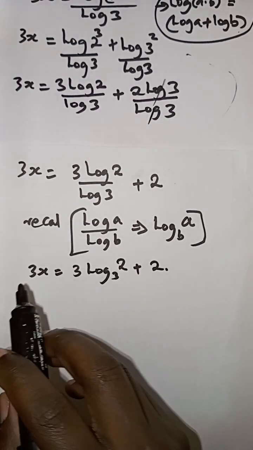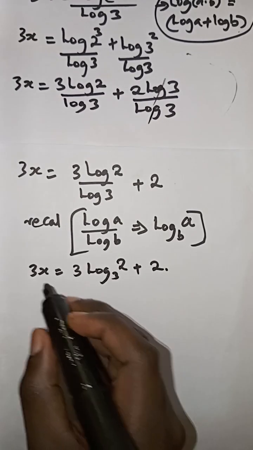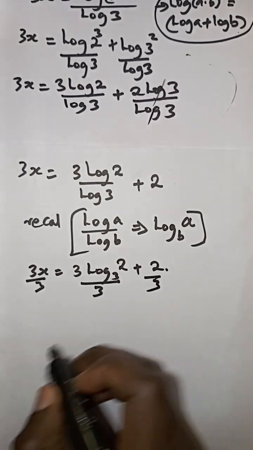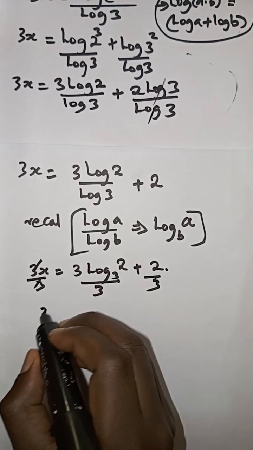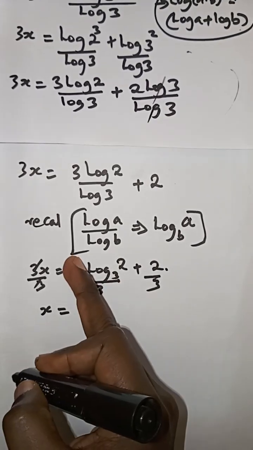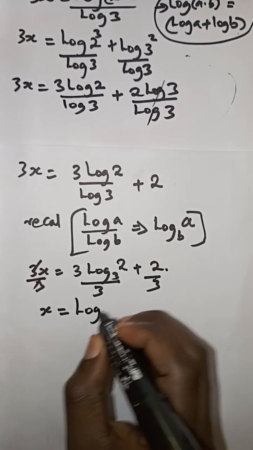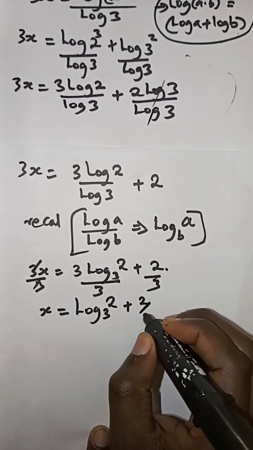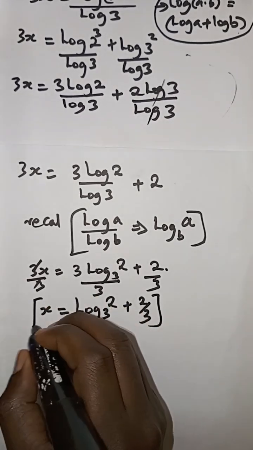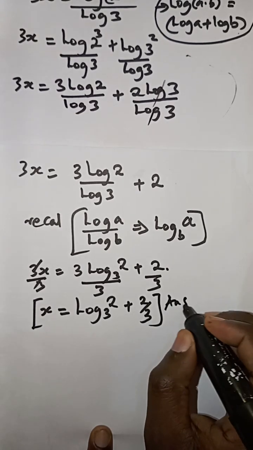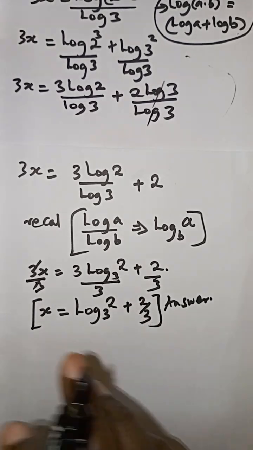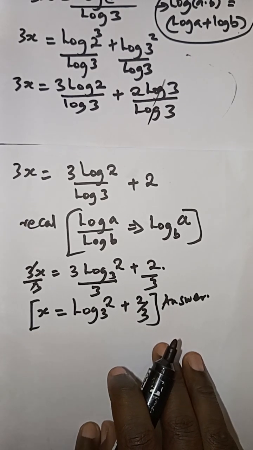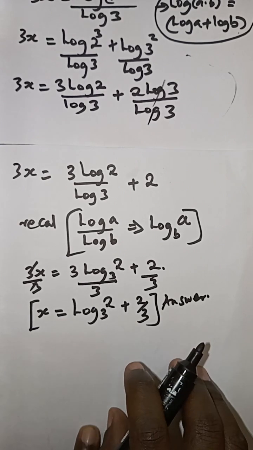But remember, at this particular point, I'm required to find the value of x, so I'm going to divide all through by 3, so that x is equal to, of course, this 3 and this 3 cancel. I end up with the log of 2 to the base 3, plus 2, all over 3, as the required solution for that particular problem, given that 3 raised to x times 3 raised to x times 3 raised to x is equal to 72.